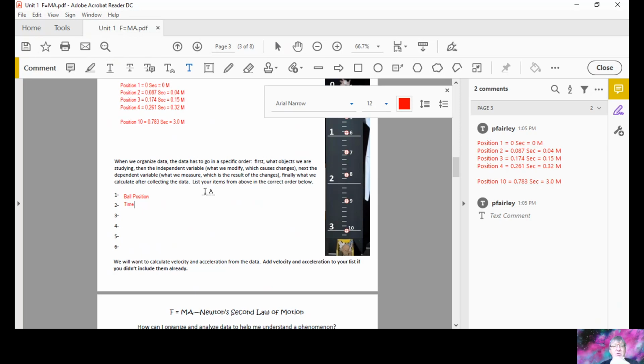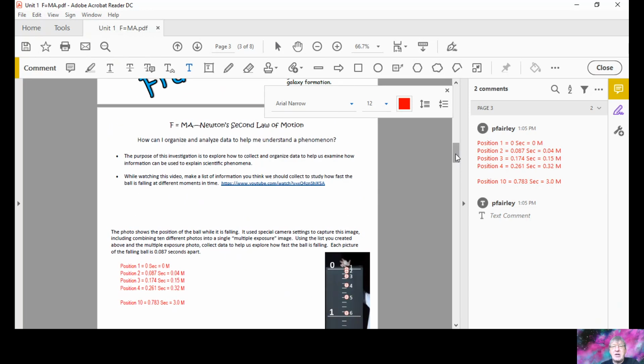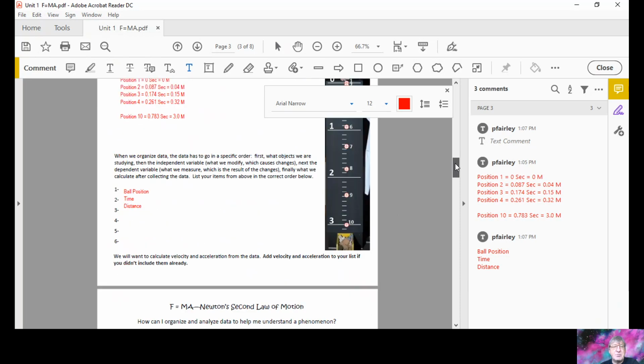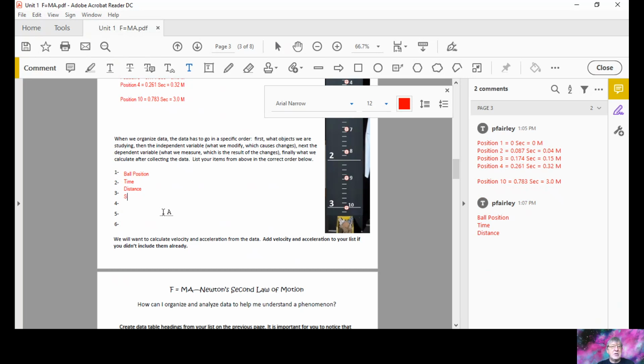Next, we have the dependent variable, which is what we measure. What did we measure? Didn't we measure the distance it fell? So wouldn't that be number 3? Finally, what we calculate after collecting the data. Now remember, whenever it says calculate, we have to do math. Or should I say, we get to do math. Woohoo! At any rate, let's go back up here. What are we trying to find out? We want to study how fast the ball is falling, right? And that means we have to find its speed. That's what we're going to calculate for number 4 down here, is speed.